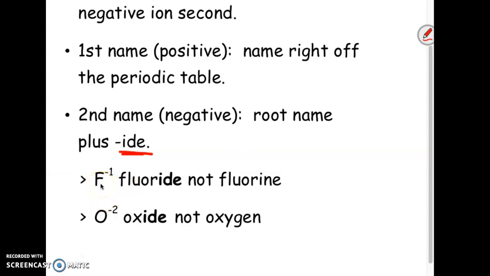F on the periodic table, it's a halogen, it's a -1 charge. It is called fluoride. It is not fluorine, because fluorine is the fluorine atom. It has no charge. Fluoride is the ion with the -1 charge. Oxygen turns into oxide when it becomes an ion. So you take off the ending and you put an IDE. Every ionic compound has an IDE at the end of it.